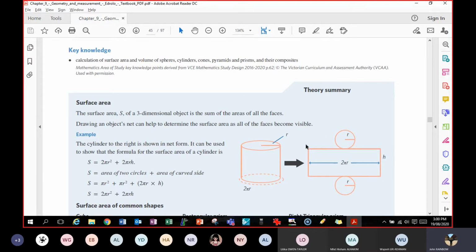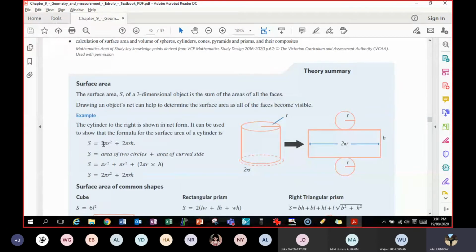To find the area, it would turn into a rectangle. It would be 2 pi r by h. So what you've got to understand is that this pi r squared, twice, is the area of the two circles, plus the area of this, 2 pi r h, which is the area of the curved side.